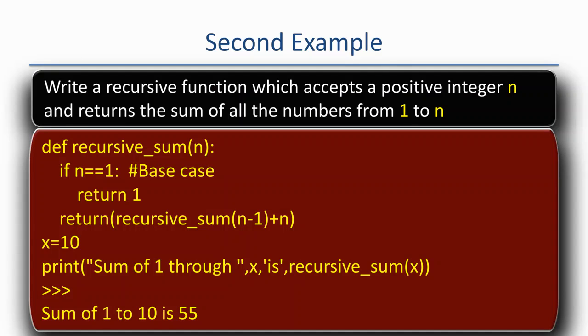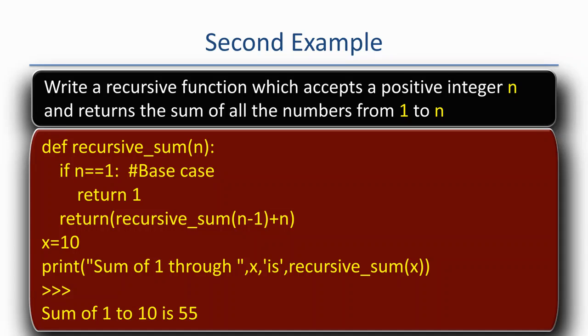The name of the function is recursive sum, and it accepts number n. The base case is 1. That basically means if the input number is 1, it is obvious that the sum of all the numbers from 1 to 1 is 1. So in that case, this function returns 1. If not, then it goes and calls itself with n minus 1 and adds it to n.